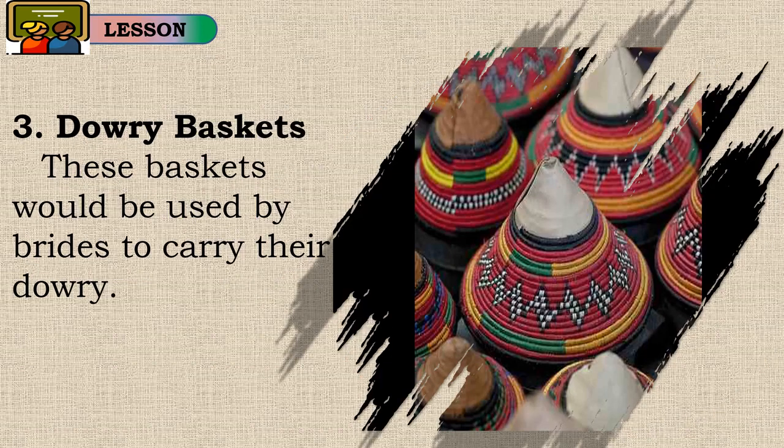Dowry baskets, most commonly found in Katif region. These baskets would be used by brides to carry their dowry. This would be carried on the head, with the smaller basket on top.